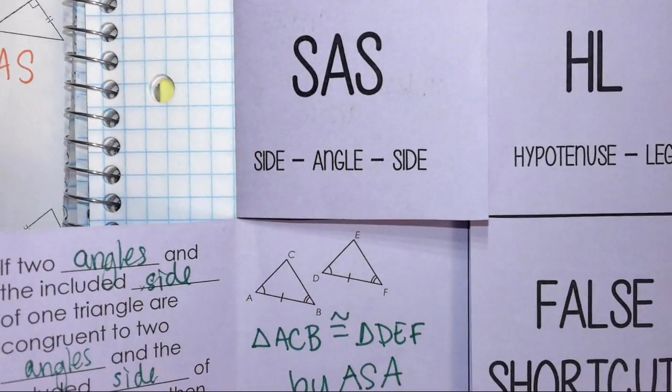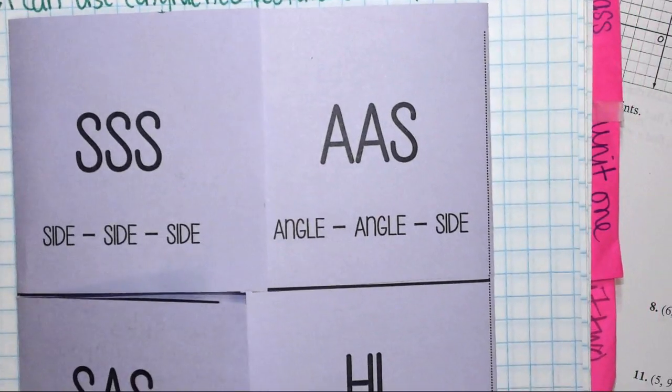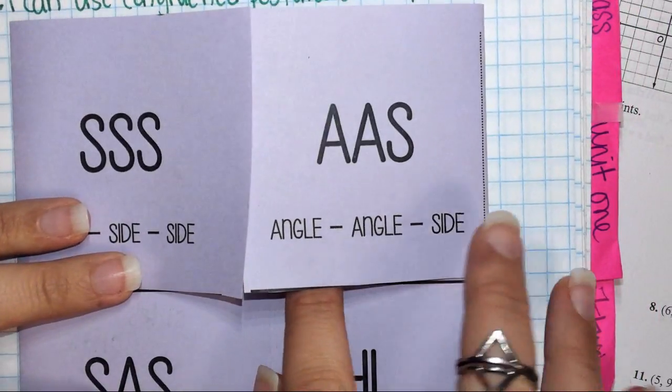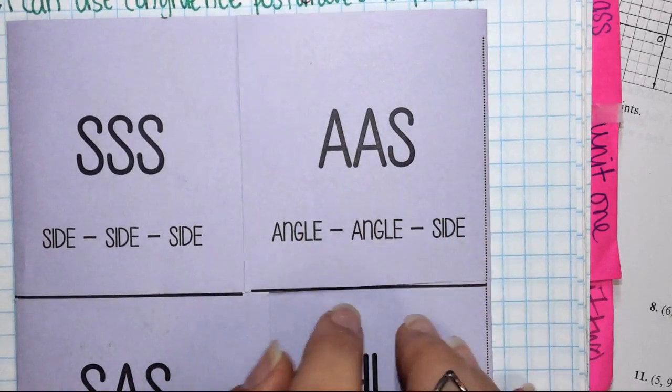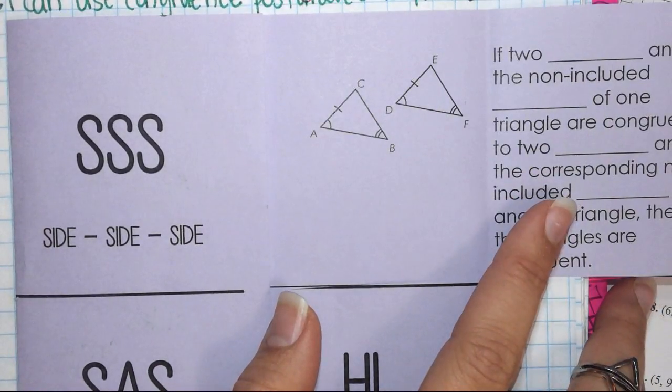Alright, angle, angle, side. So that means we need how many angles? And how many sides? One.